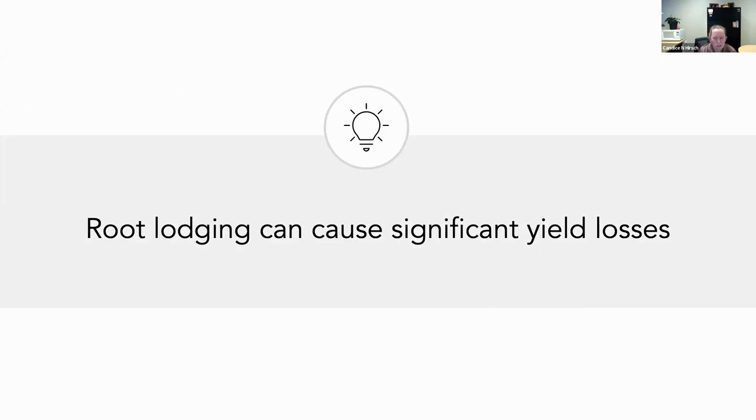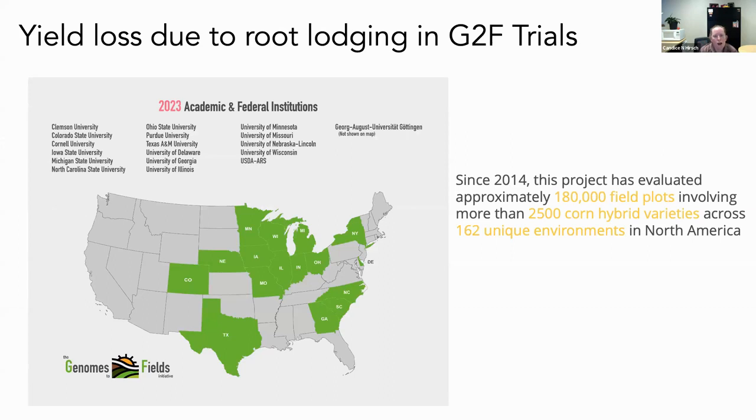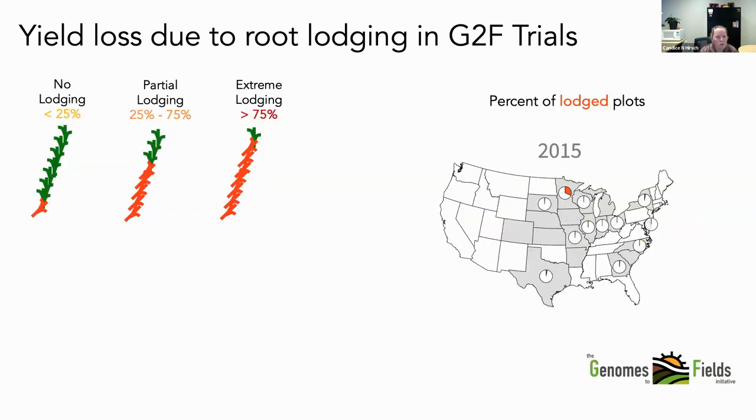And so we took this as an opportunity to really look at what was underlying the variation that we were observing in lodging, and to quantify why we cared so much about this. So we first looked at data from an experiment called the Genomes to Fields trials. This set of trials has over 180,000 field plots that have been grown in 162 unique environments with over 2,500 corn varieties. So that's a lot of data that we use to look at variation in lodging that occurs across different varieties.